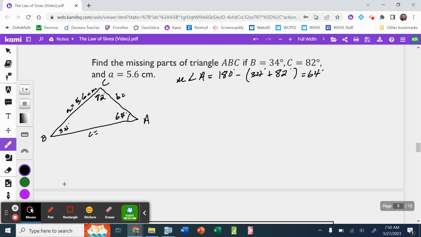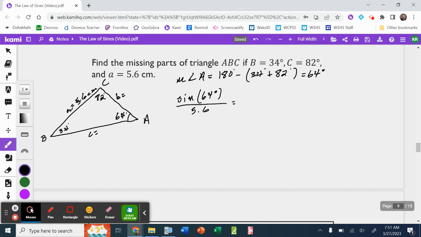So at this point, we have options, and we can choose to find either side. I'm going to go ahead and find side B first, and then we'll come back and take a look at side C. If you feel like finding side C first, you could absolutely do that. So I'm going to write my first ratio, and that's going to be the one involving angle A. So I'm going to have the sine of 64 degrees divided by the side length of side A, which is 5.6 centimeters.